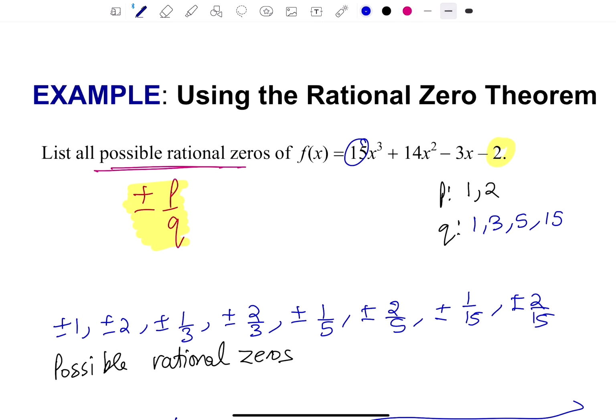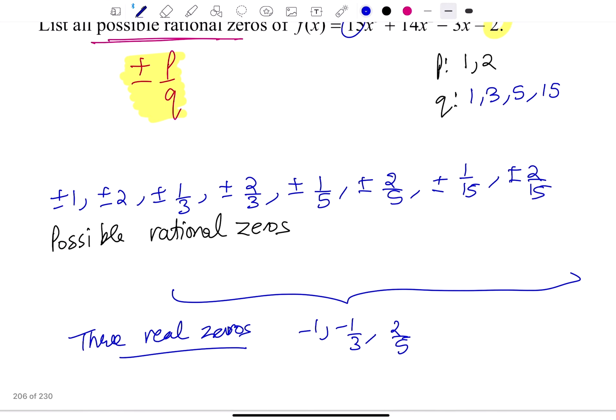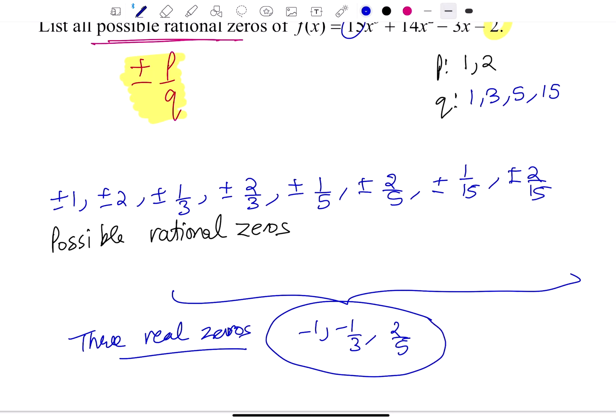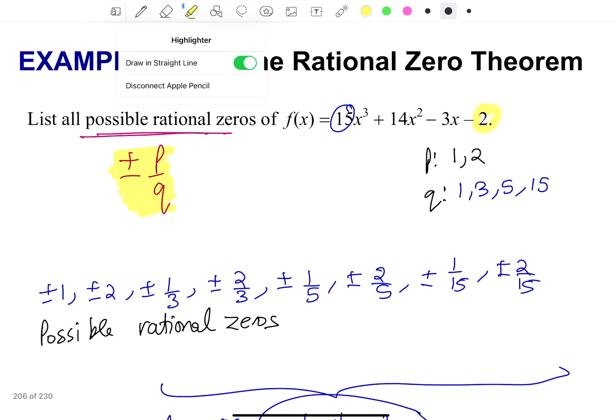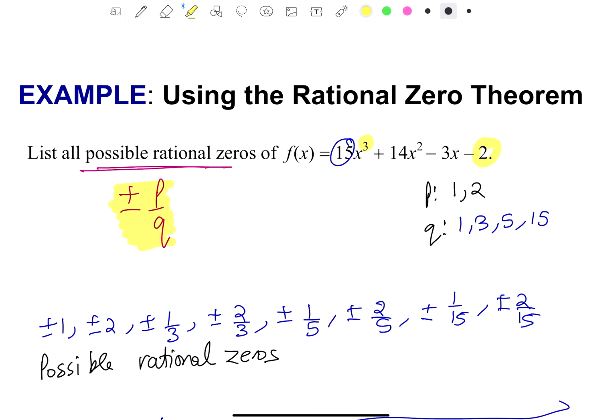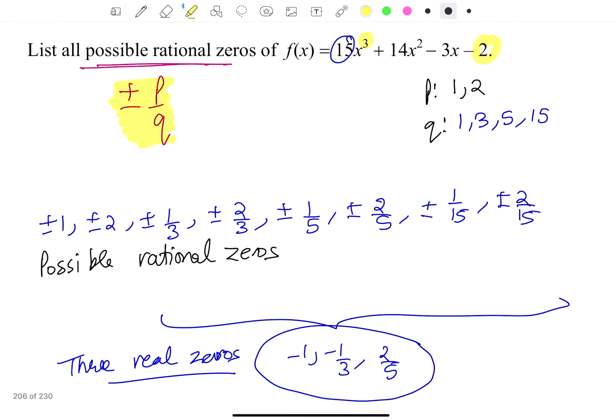Here we have a list of 16 possible zeros, but in reality, if we use Desmos, we can check that these are the only 3 real zeros this polynomial has, because this polynomial has 3 total zeros, and all 3 zeros are real zeros. We can check by using Desmos for graphing. These are going to be the real zeros, and they are in the list. So not every single item in the list will be a rational zero, but all the rational zeros do appear in the list.